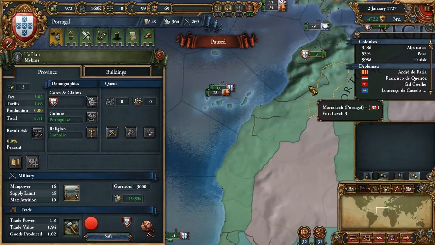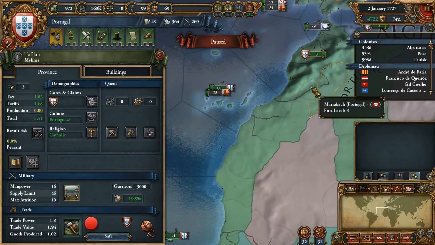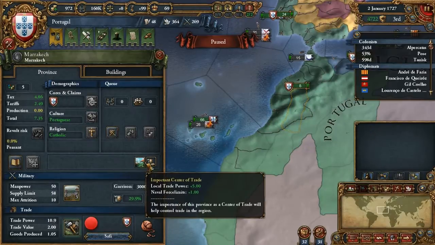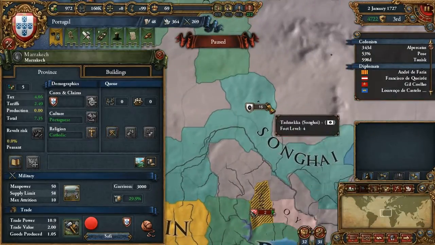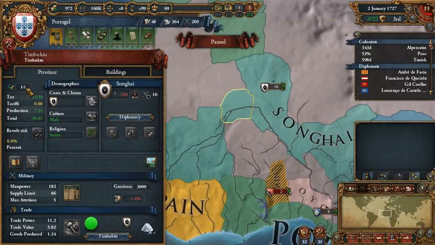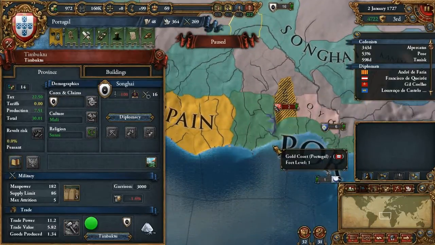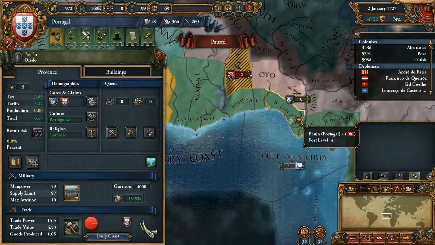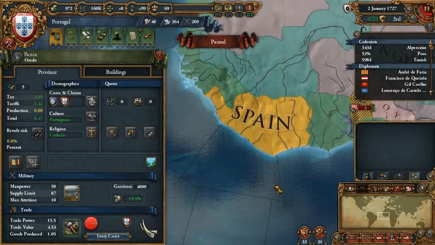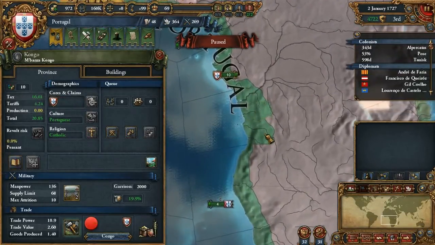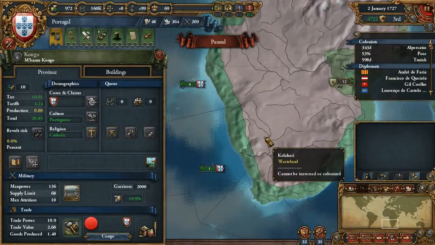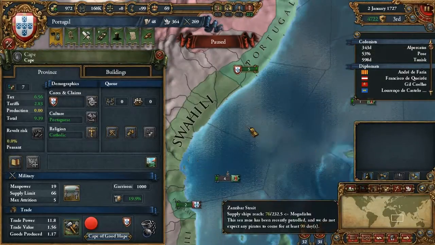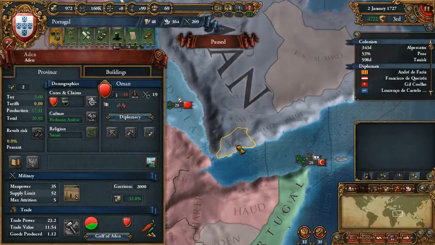So I think there was meant to be one there. This, I think that's the capital of Morocco, has it, so it has trading power. Then there's one here. This is actually a really rich province which has it. There's two: Gold Coast has it, and Benin has the river exits. So these are some of the key ones for trading. Congo capital, Cape has it, and here we go, another one.